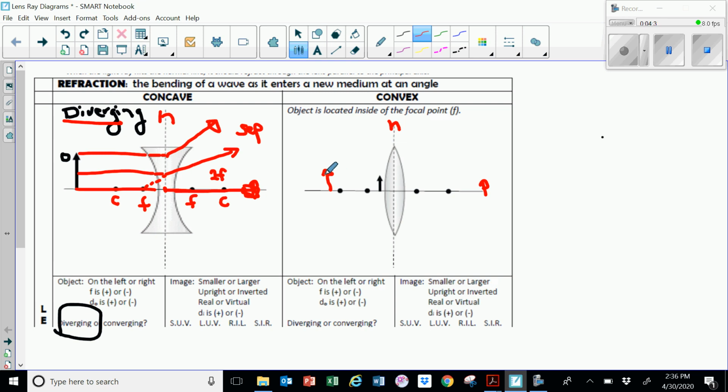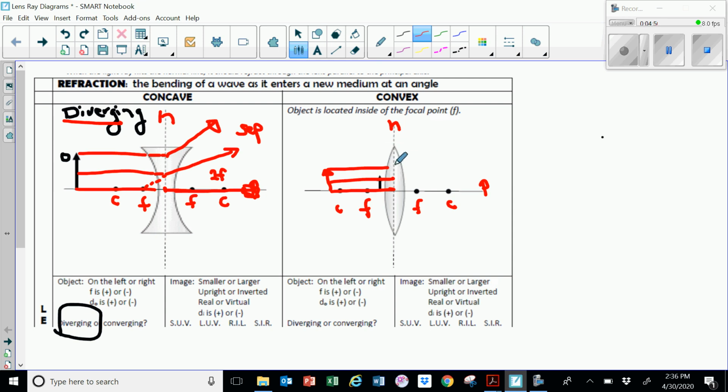The opposite's true here. So here's the focal point, center of curvature, center of curvature. And I have 3 rays. One here, we'll have one there, and we'll put another one there.